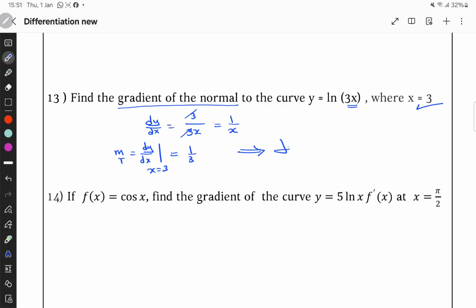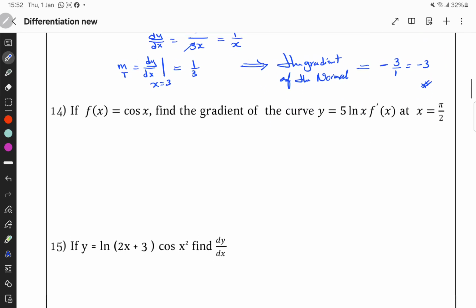Now to find the gradient of the normal, sorry, from the gradient of the tangent, how? Change the sign: it's positive, it will be negative. Then flip 1 over 3, it will be 3 over 1, so it will be negative 3. That is nothing else. But if he asks me to find the equation of the normal, I will use the formula y minus y1 equals m of the normal times x minus x1. But here he said only the gradient of the normal, not the equation of the normal.